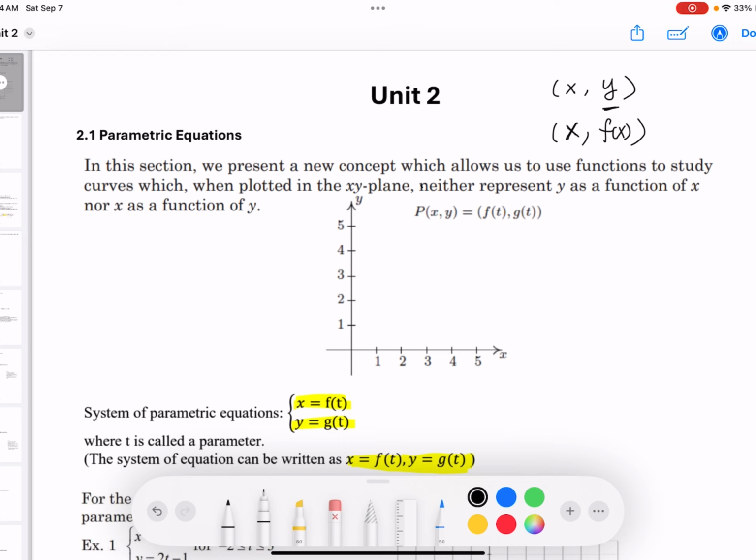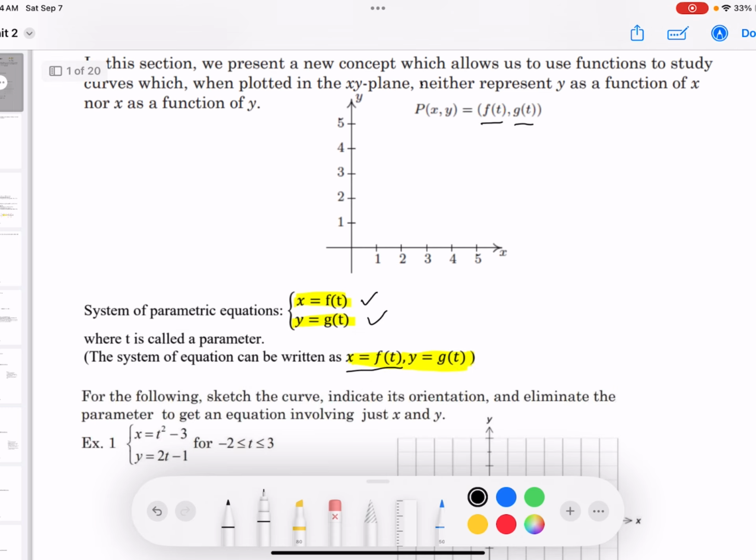Now, in the parametric equation, my x and y values are both functions. So x is f of t, and y is g of t. I can write them vertically like this: x is equal to f of t, y is equal to g of t. t is the parameter. I can also write them horizontally: x is equal to f of t, y is equal to g of t. So x follows this function, and y follows this function.